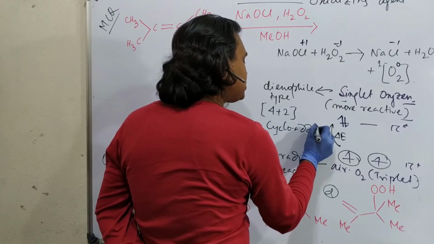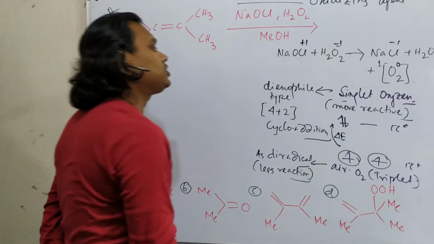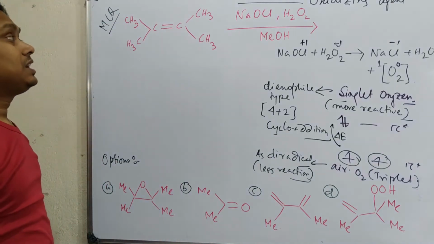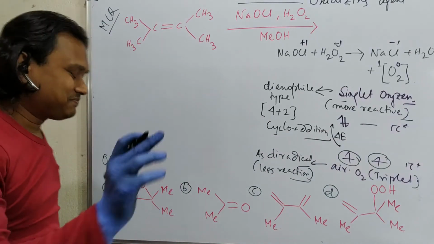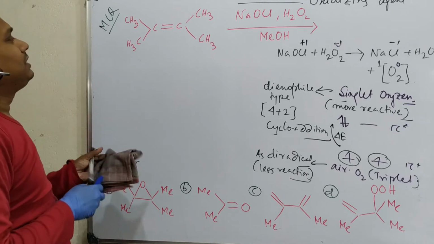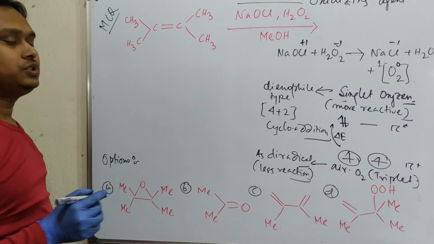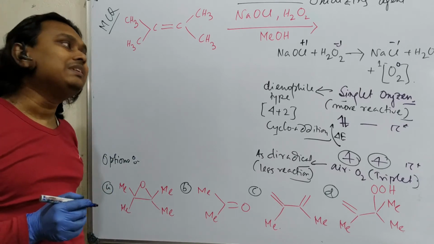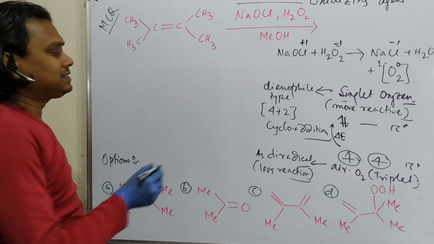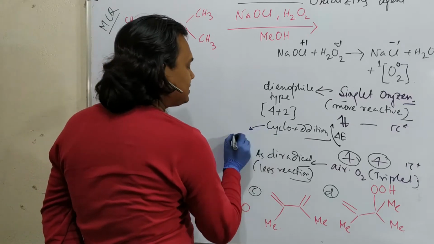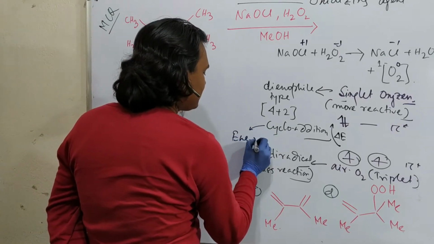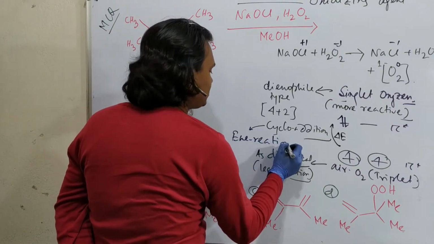Okay, this 4+2 cycloaddition. What is the fate of this 4+2 cycloaddition? That's our product. Let's go. So, in this case, one name reaction I want to mention. If you all have read about Diels-Alder reaction, but in this case, what we learn is the ene reaction. It is also a 4+2 cycloaddition.